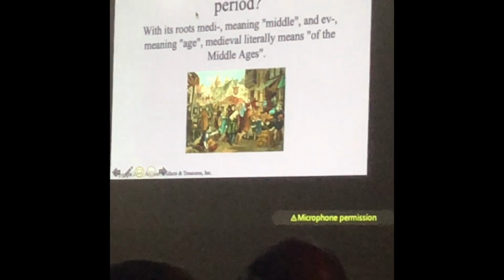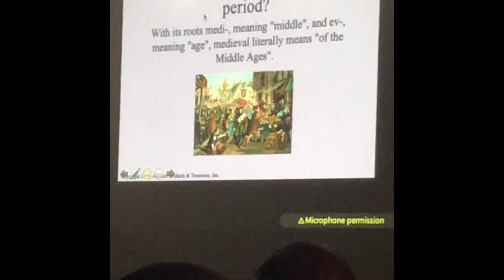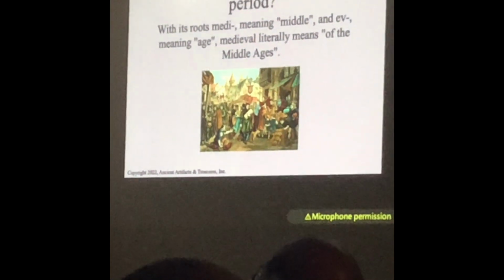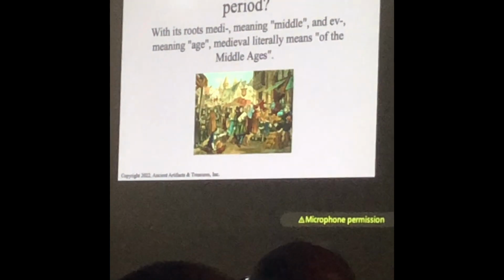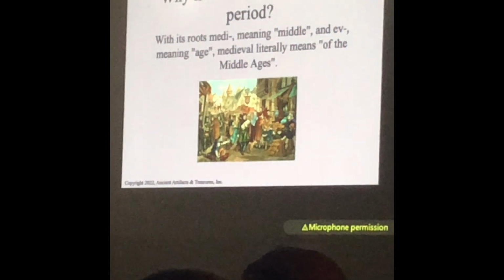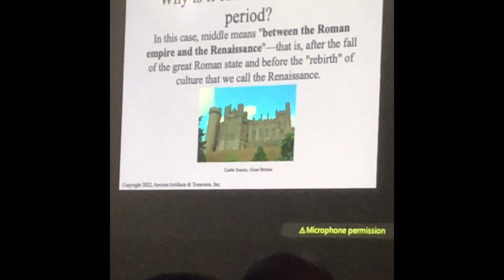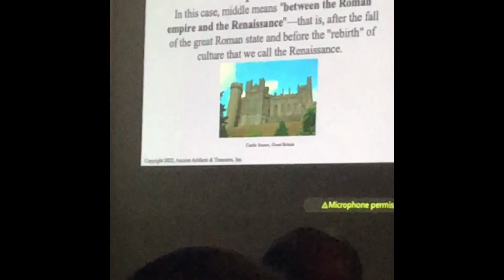Okay, why is it called the medieval period? Well, first of all, let's look at what medieval is. Medi means middle. EV means age, so we have Middle Age. And so medieval literally means of the Middle Ages. Well, what are the Middle Ages? Basically, we define the Middle Ages as somewhere between the fall of Rome and the Renaissance.